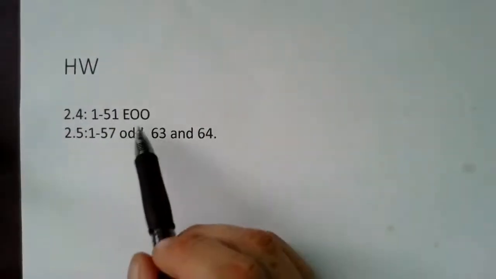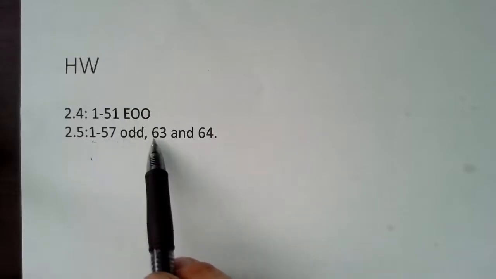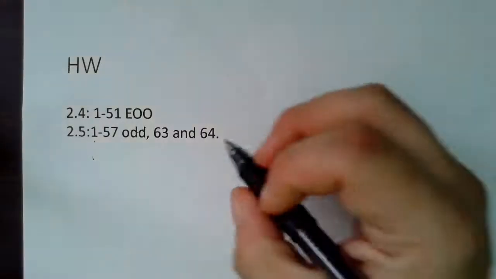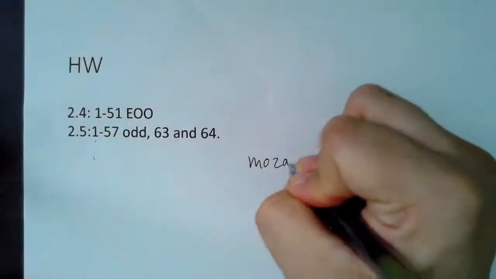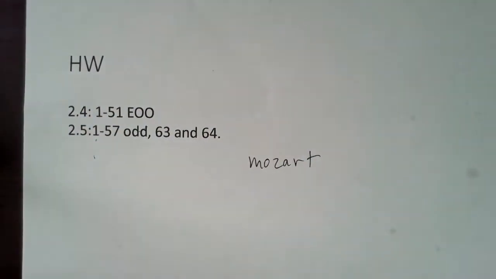Alrighty, and then your homework for both of these sections, super fun homework, is 1 through 51 every other odd. And for 2.5, it's 1 through 57 odd, 63 and 64. And I keep forgetting the secret word, but this time the secret word is Mozart. Because that's what my son is learning in the background.